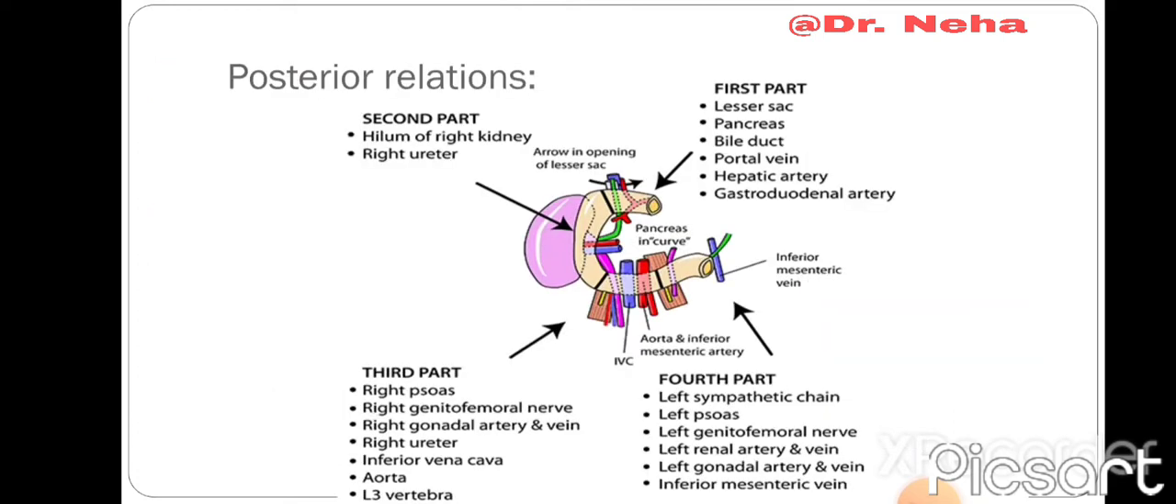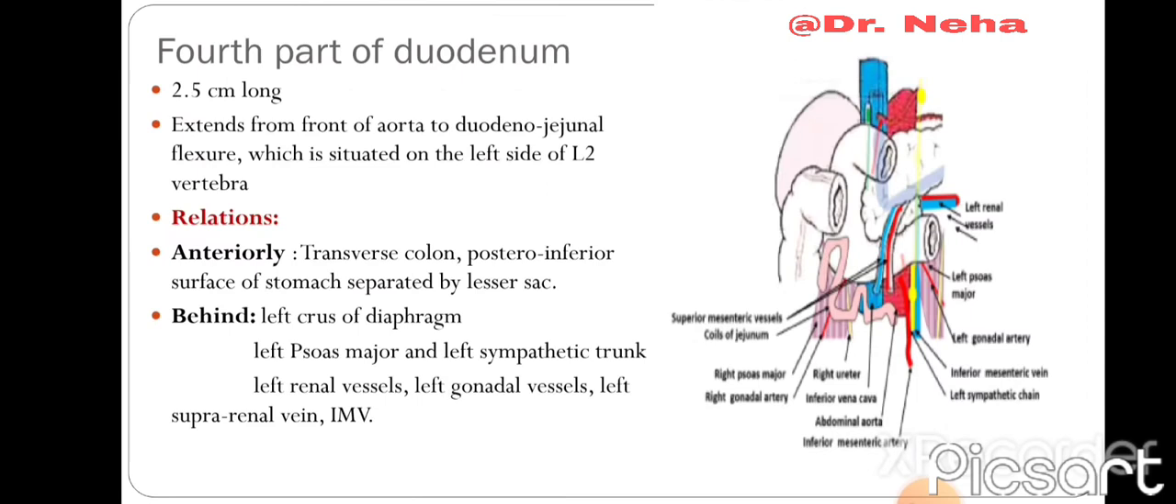Now the posterior relations of the third part of the duodenum. On the posterior side we can see the right psoas major muscle, right genitofemoral nerve, right gonadal vessels, right ureter, inferior vena cava, aorta, and L3 vertebra.